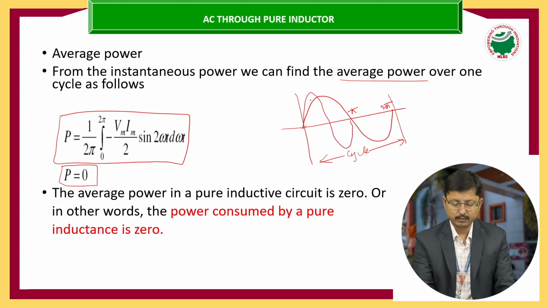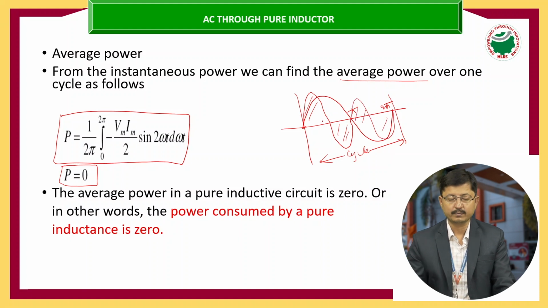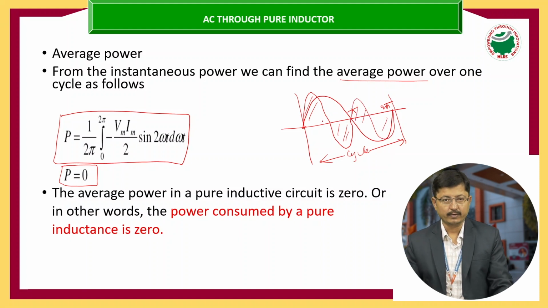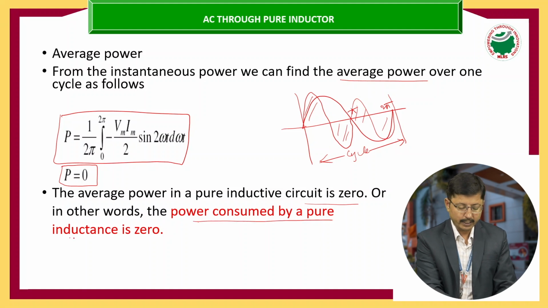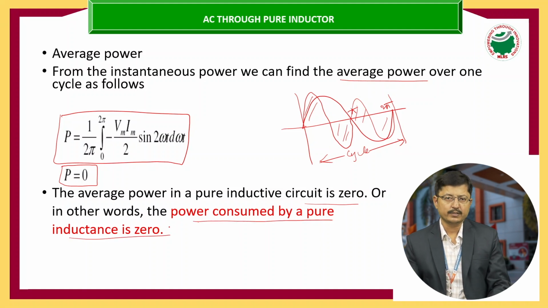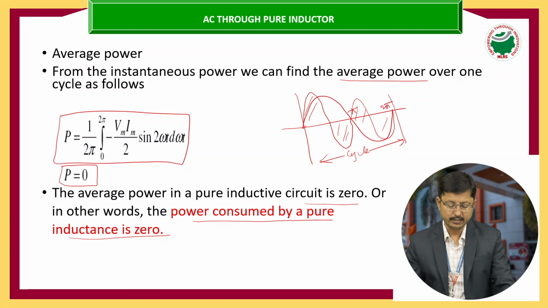So that is the positive power and negative power we are getting. The average of this power gives the total power equal to 0. That means the average power in a pure inductor circuit is 0, or in other words, the power consumed by the pure inductance is 0.